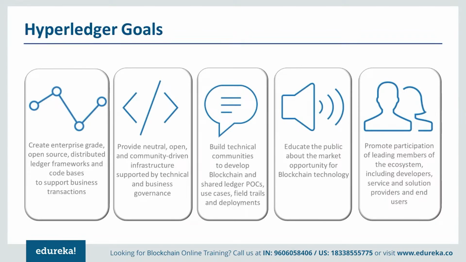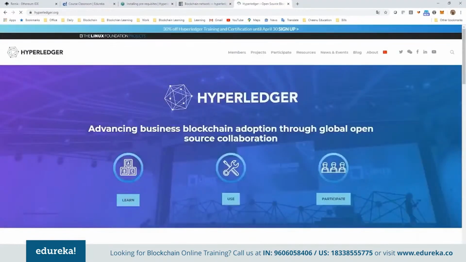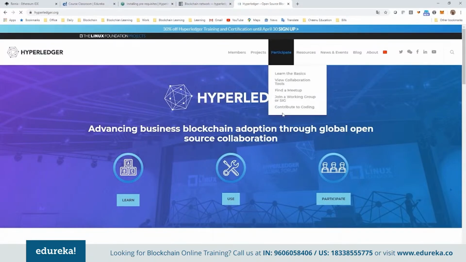And in case you are facing any issues, you just need to go to participate and join a working group. So this is what you need to do in order to join these communities. You can follow them on various social networking platforms and just subscribe to various updates that are coming.